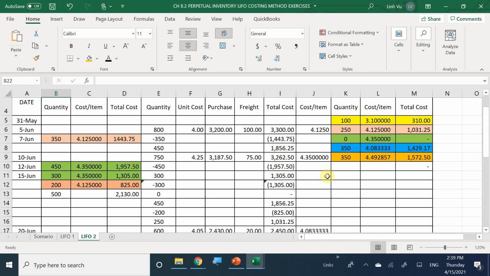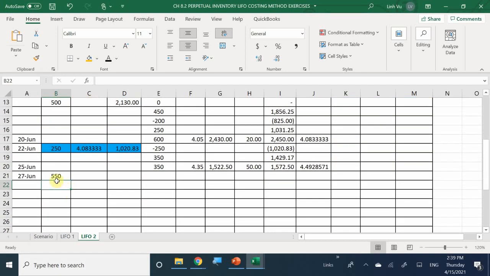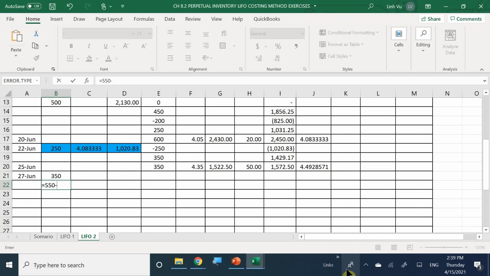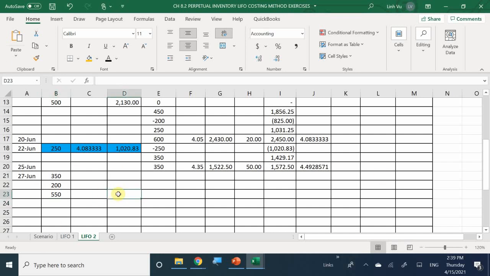Which ones are we going to take out from? The gold first, and then after that, we're going to take out from the blue. If we have a total of 550, gold only has 350. So that means we need to take 200 out from blue to give us a grand total of 550 units completely sold. Let's take a look.